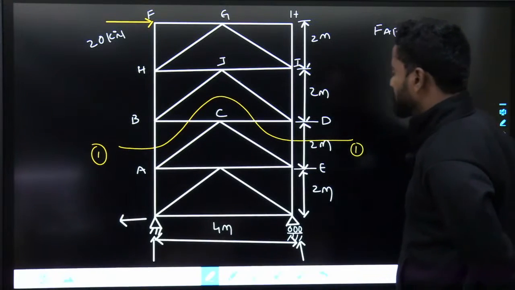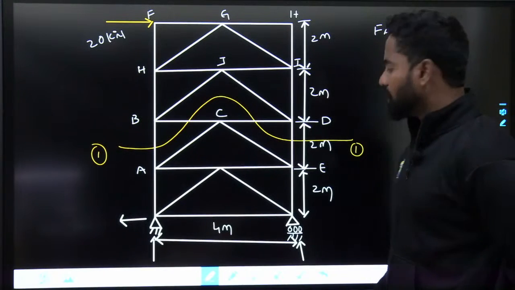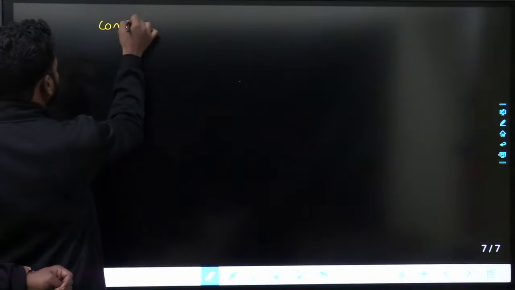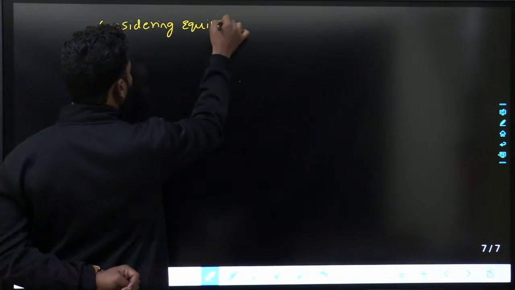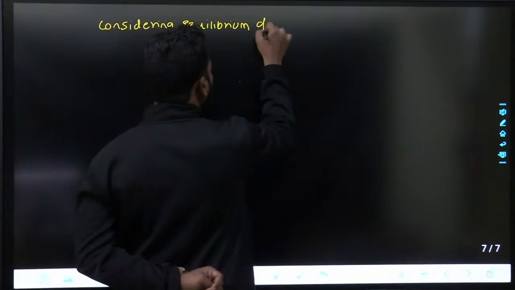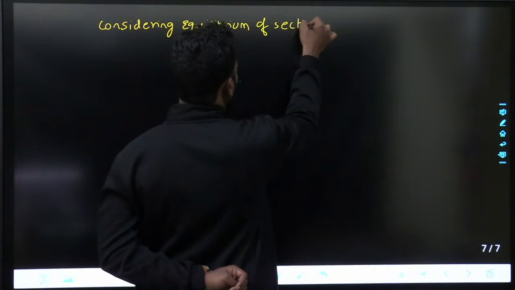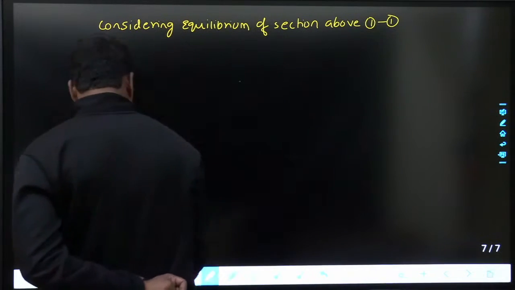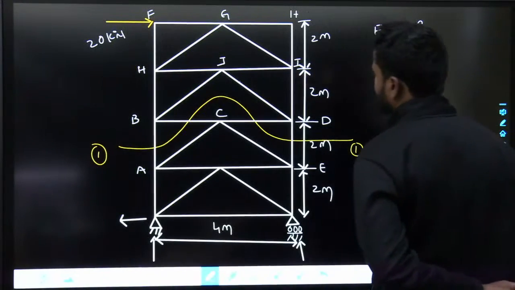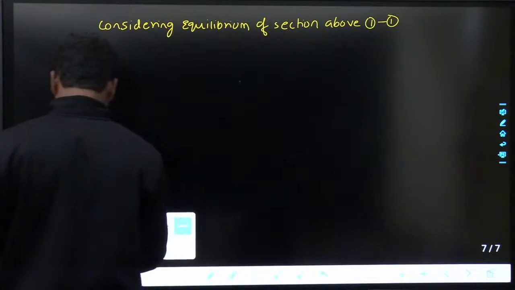So if you cut the 4 members over here, then considering equilibrium of the top of 1-1, considering equilibrium of the section above 1-1, what exactly will I get? There will be 1 box.